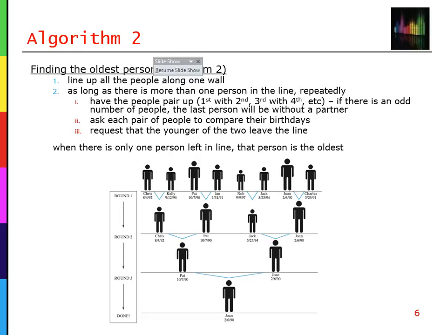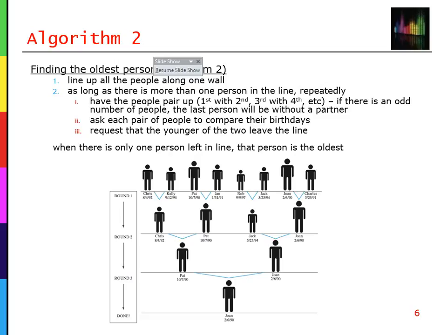As long as there's more than one person in line, you repeat the following. You have people pair up, first with second, third with fourth, etc. If you have an odd number of people, the last person is without a partner. Ask each pair to compare their birthdays. Request that the younger of the 2 leave the line. So from having 8 people in line, you now have 4 people in line. So you keep doing this process until only one is left in line, and then that person is identified as the oldest.